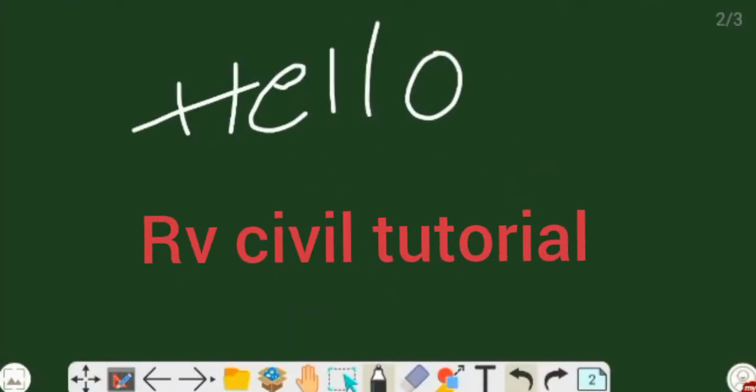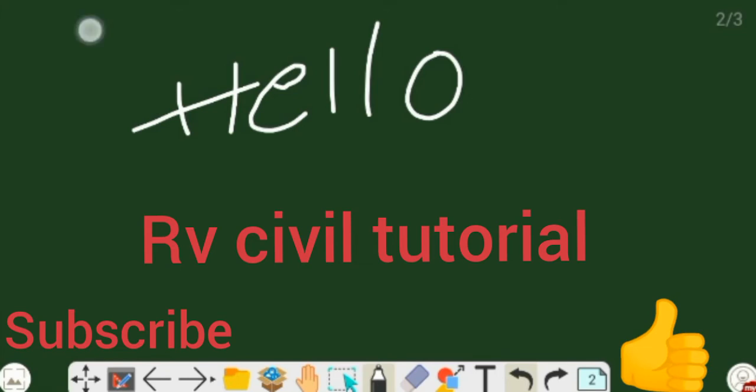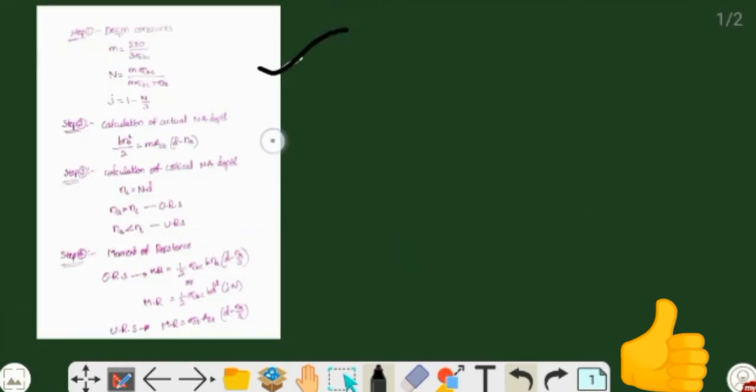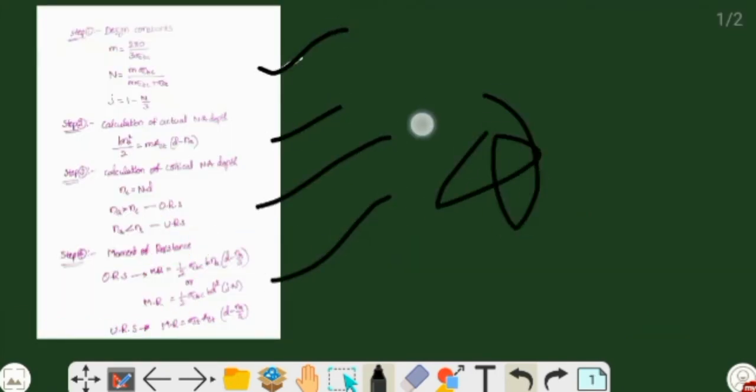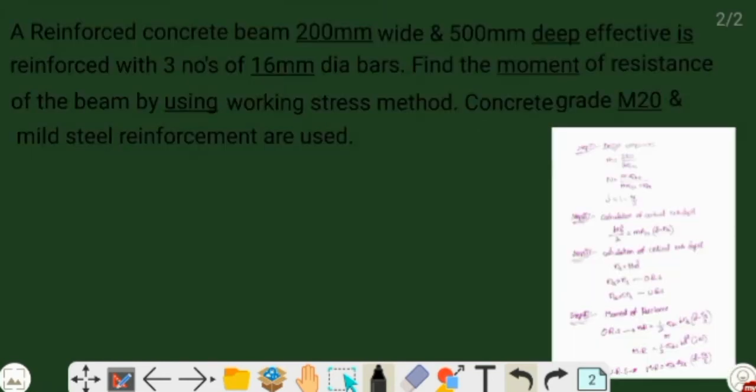In this video I am discussing the analysis of a singly reinforced section using these 4 steps. Let's go to the example.